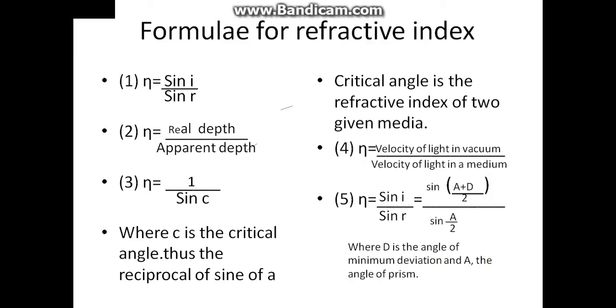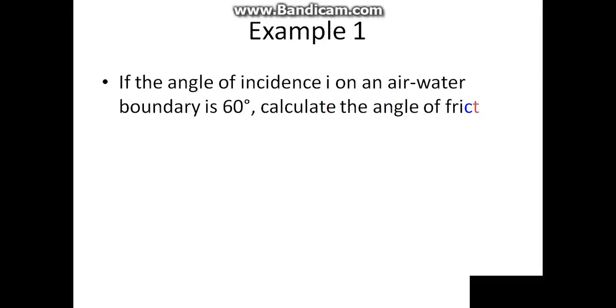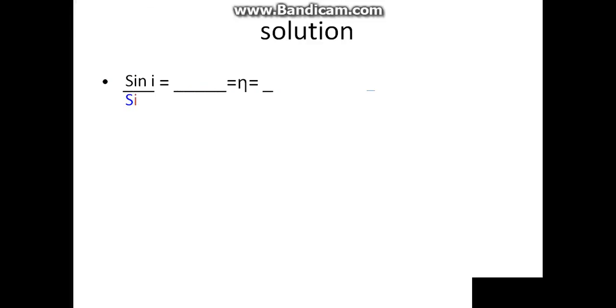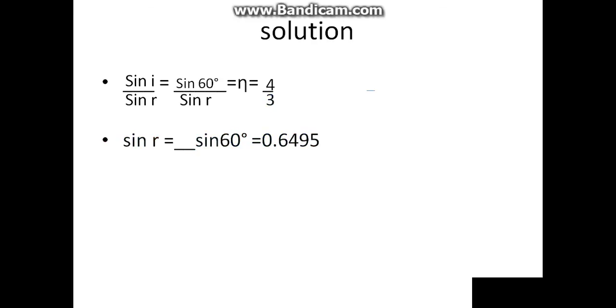Example 1. If the angle of incidence i on an air-water boundary is 60 degrees, calculate the angle of refraction r, taking refractive index n to be 4 over 3. Solution. Sine i over sine r is equal to sine 60 over sine r. n is equal to 4 over 3. Making sine r the subject of the formula, we now have 3 over 4 sine 60, which gives us 0.6495. Taking the sine inverse to get the refraction angle, we have approximately 41 degrees.